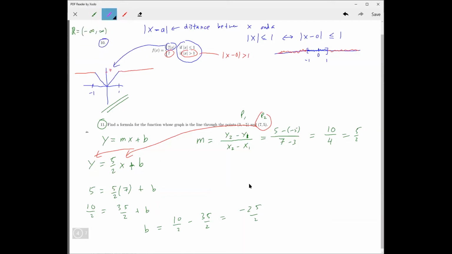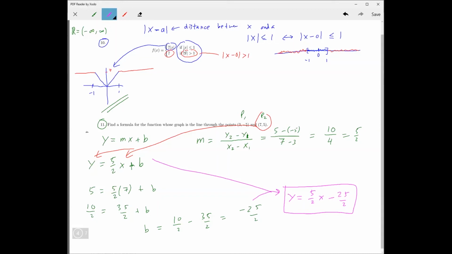Let's see here. 5 halves x minus 25 halves. Okay, any questions like that?